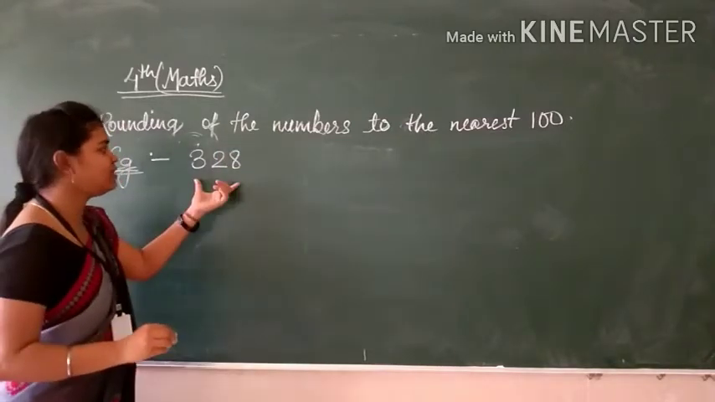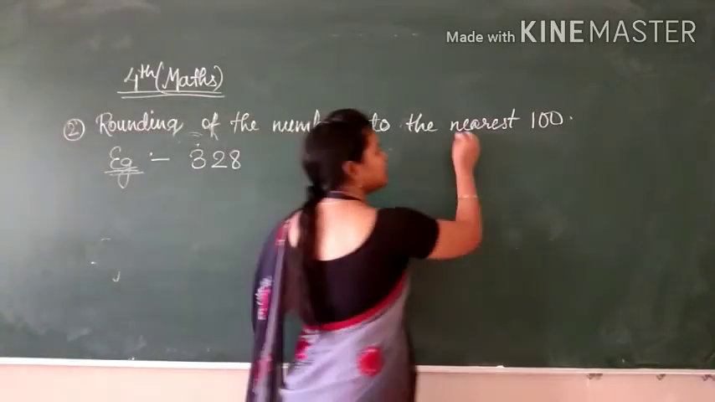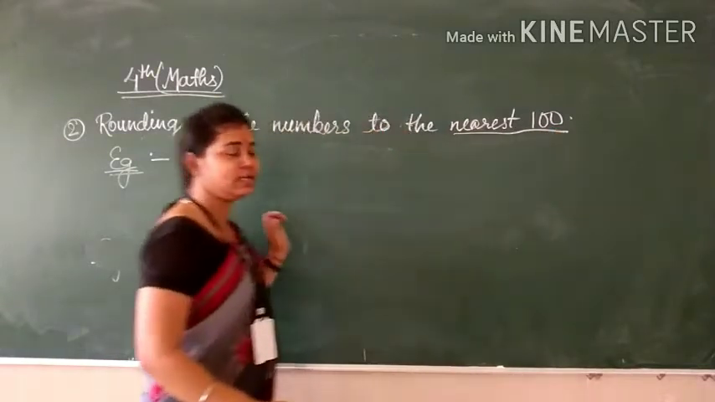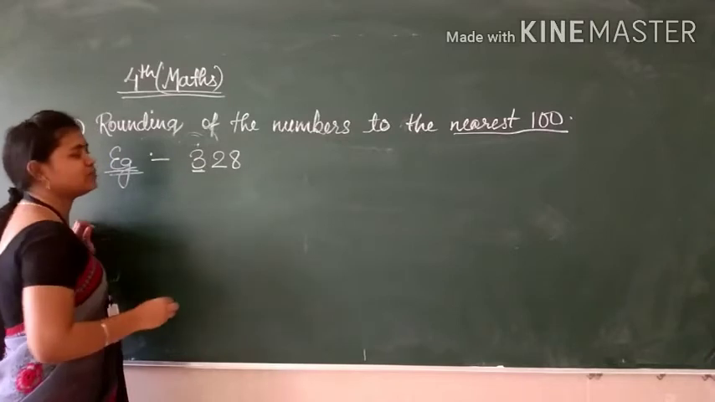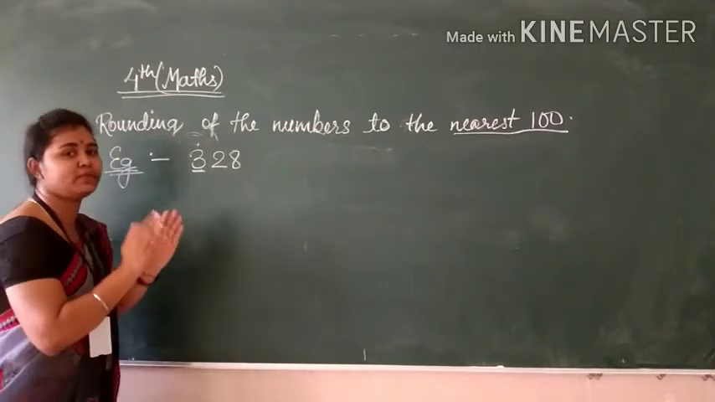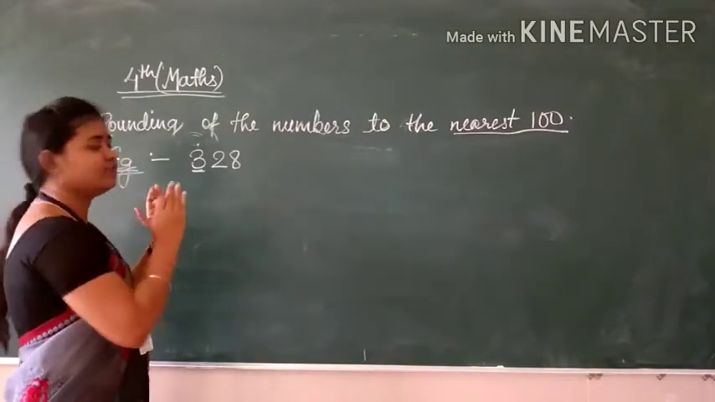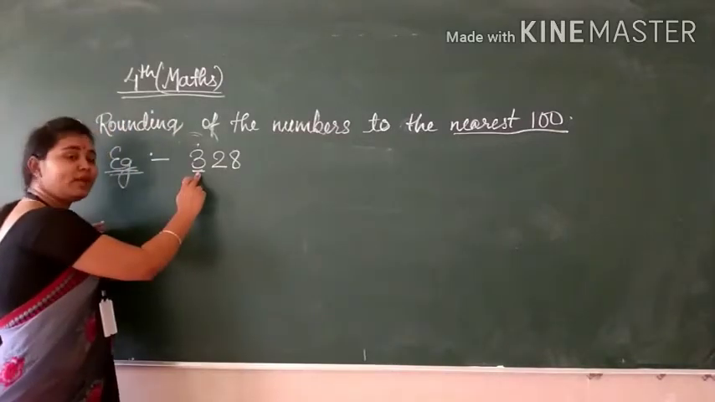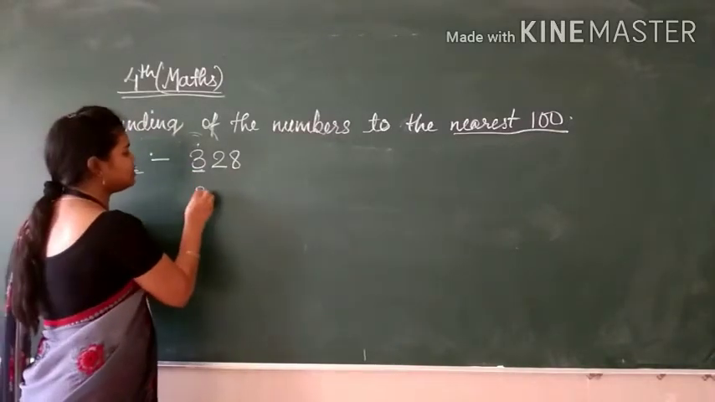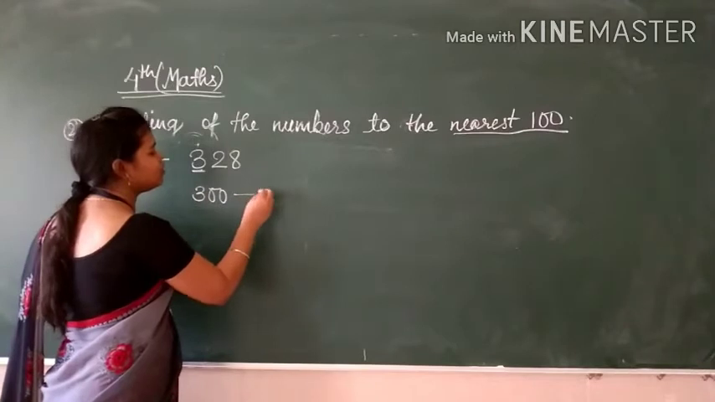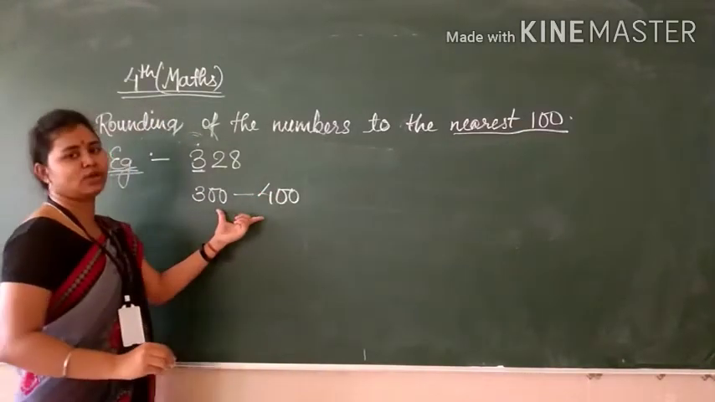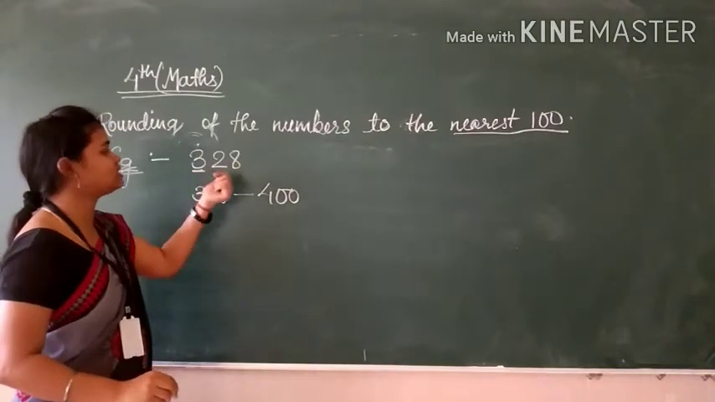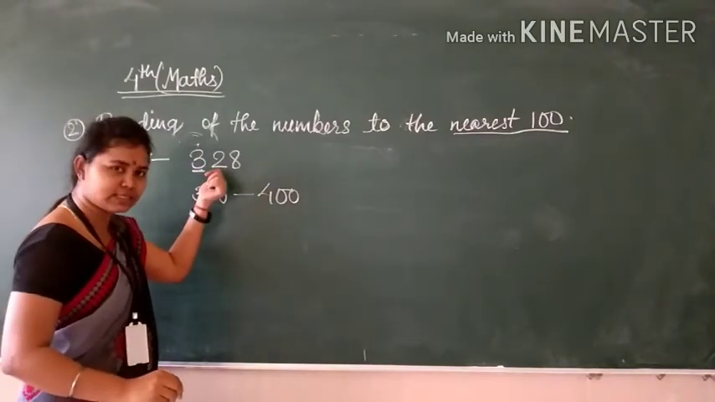So now what we have to see is the nearest 100. Nearest 100 means we will see the hundreds place first, to make a range in between which numbers it will come. So see, 3 is there, so it will come in the range of 300 to 400. After taking the range, we will see the previous number.